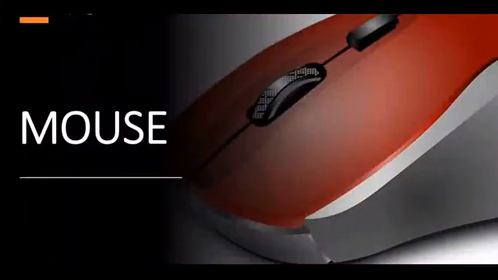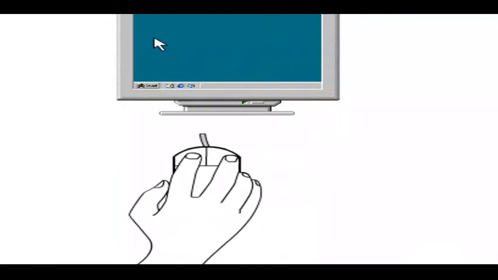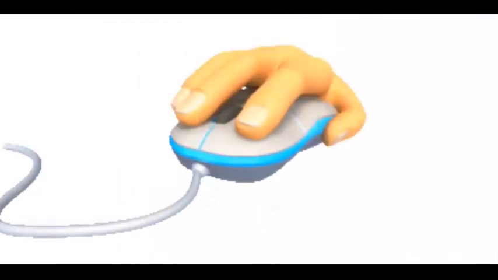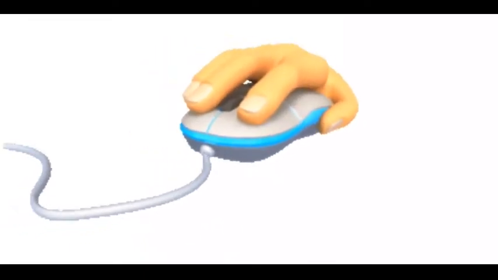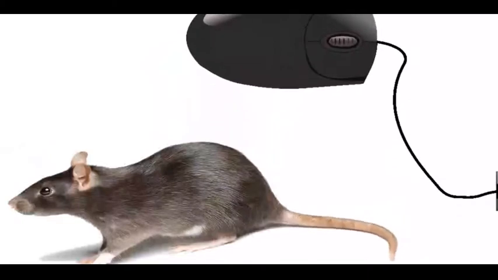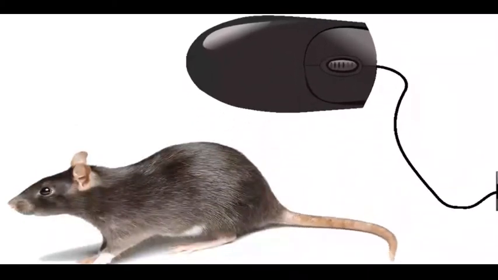The mouse. The mouse is used to click or select any item on the monitor. A mouse helps us to draw pictures and play games. A computer mouse has a similar structure to a mouse, with its cord resembling its tail.